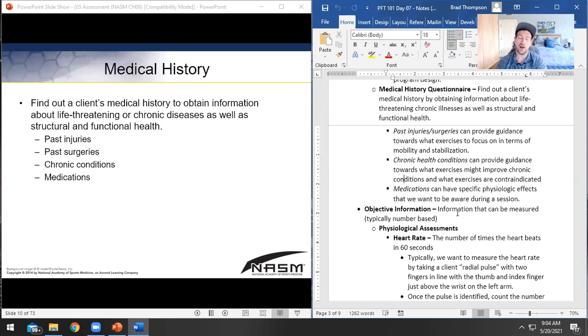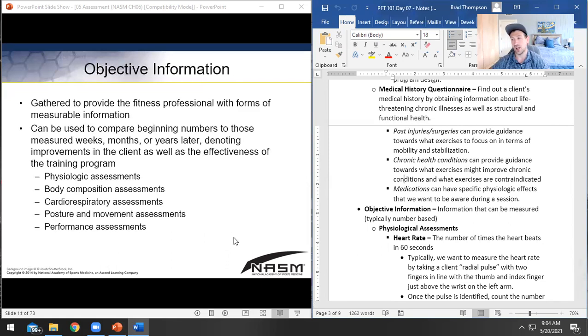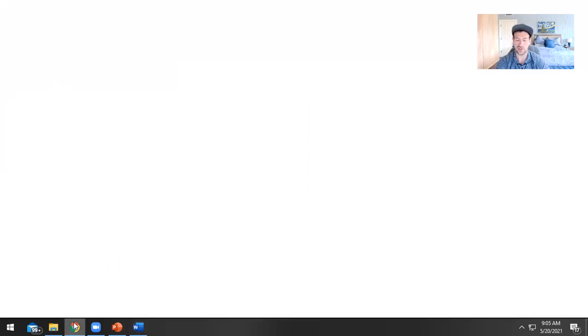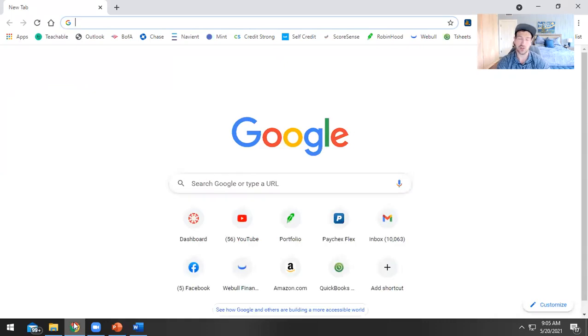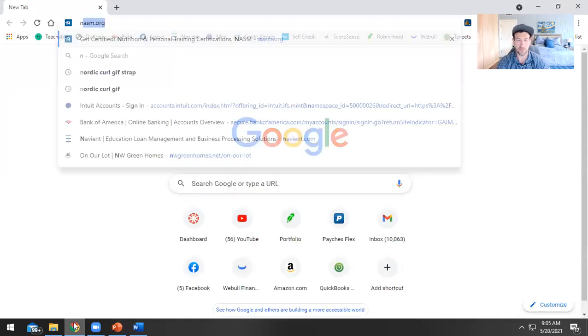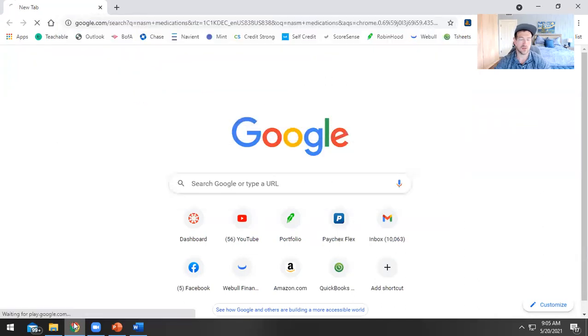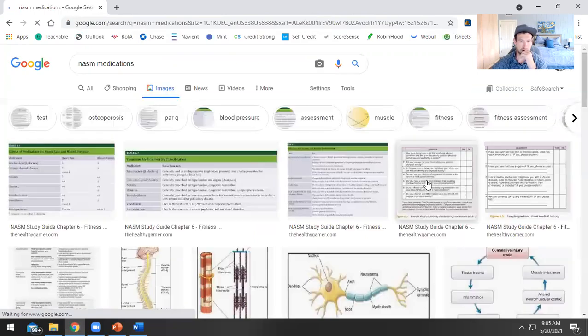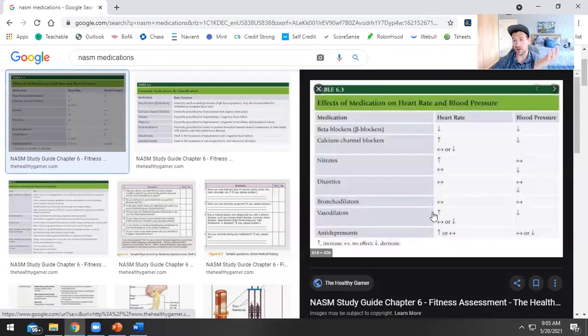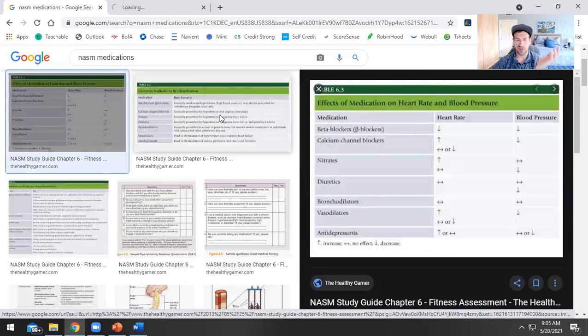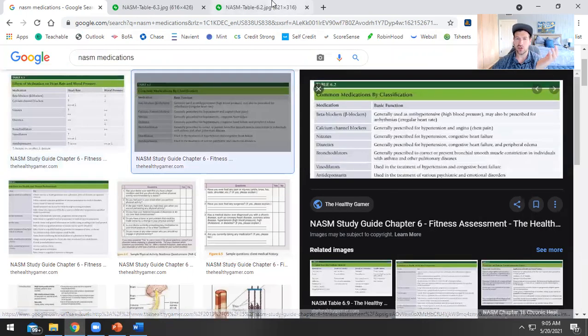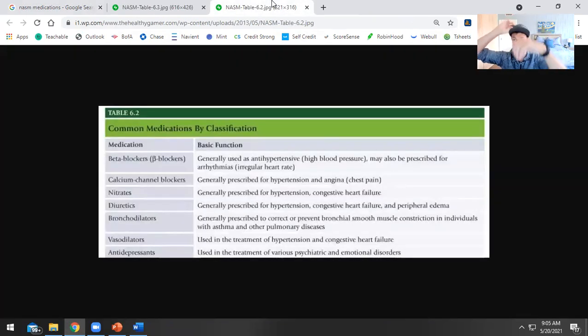And then we definitely want to ask questions about what medications they might be on. By understanding what medications they are on, we can understand how those things are affecting your heart rate. So if we look here, this is a chart that's in your assessments chapter. Let's see here. So this little chart right here, and there's two of them, there's this one and there's this one. This will show you what these medications are often prescribed for.